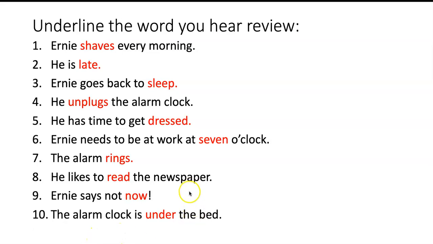Okay, no, it's okay. Okay, so number 1, Ernie shaves, very good. Number 2, he's late. Number 3, back to sleep. Number 4, unplugs. Number 5, get dressed. Number 6, 7 o'clock. Number 7, rings. Number 8, read. Number 9, now. Number 10, under. So if you have it this way, good job. If not, don't worry, just listen again.